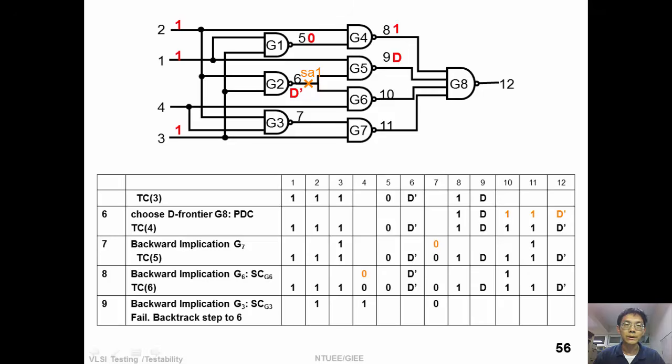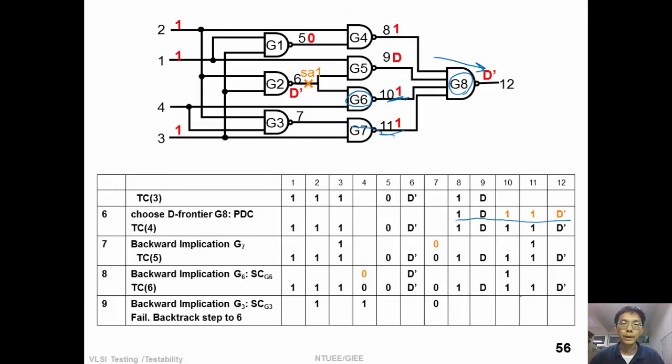Continued from the previous slide. Now we have 2 D frontiers to choose from. One is gate G8, the other one is gate G6. Suppose we choose to propagate through G8. So we would need a propagation D-Cube like this, and we take this to intersect with test cube number 3. We will have this. We assign line 10 and 11 to be 1.